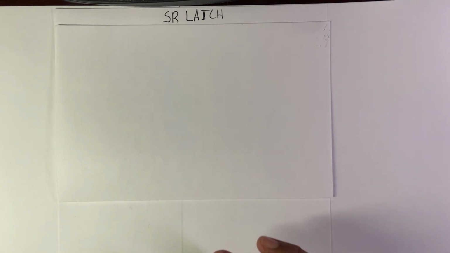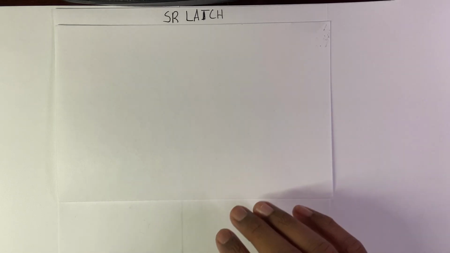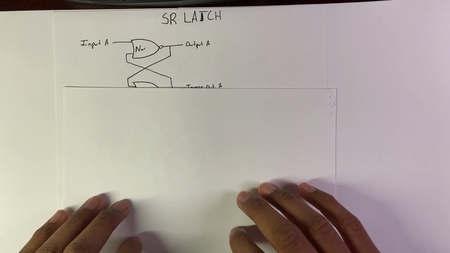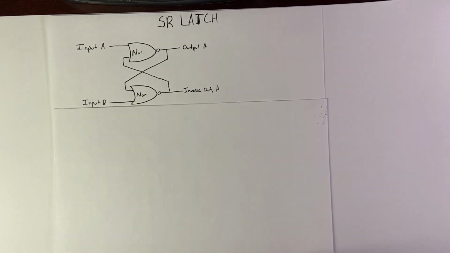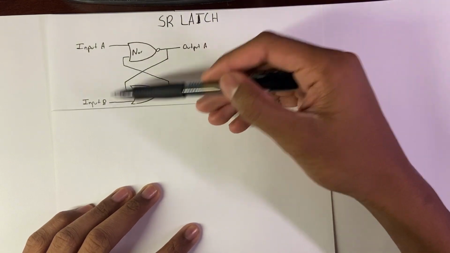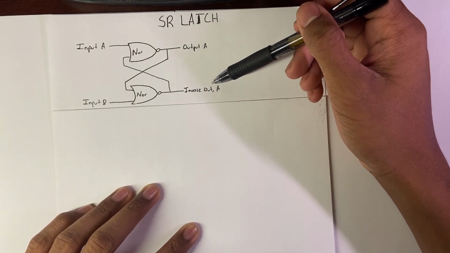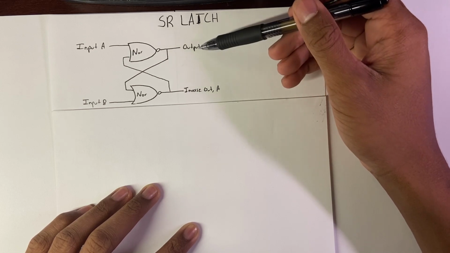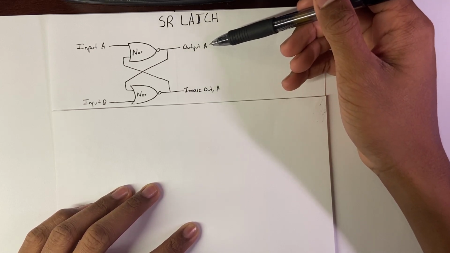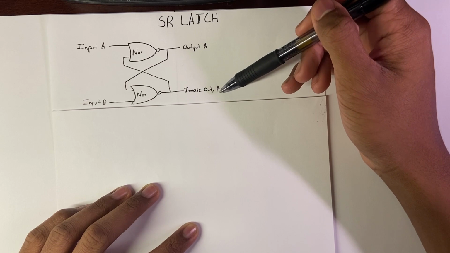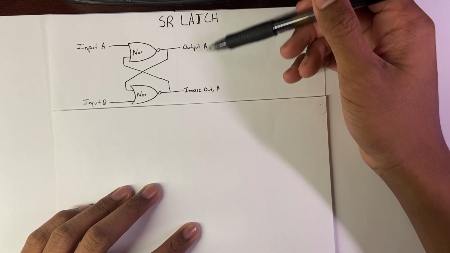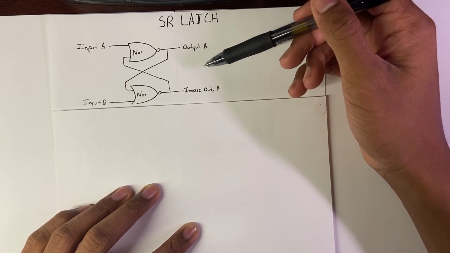One of the simplest, entry-level ways of storing data is an SR latch. If you look at what it looks like in the schematics, this is what it looks like. You can see it has two inputs, input A and input B, and it gives out the output A, and then it has the inverse of the output A. So if output A is outputting a 1, this is going to output a 0. If this one's outputting a 0, this one's going to output a 1. So it's always going to be opposite.